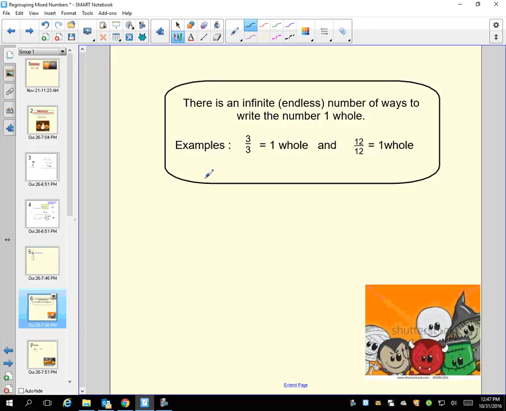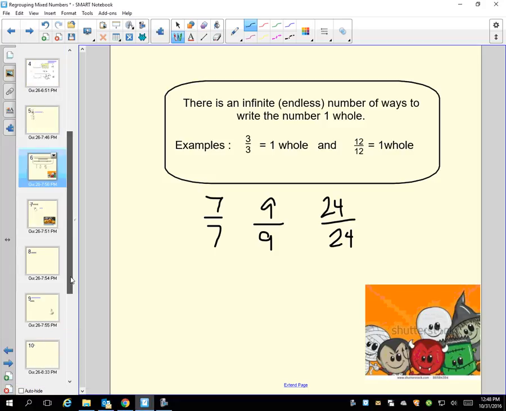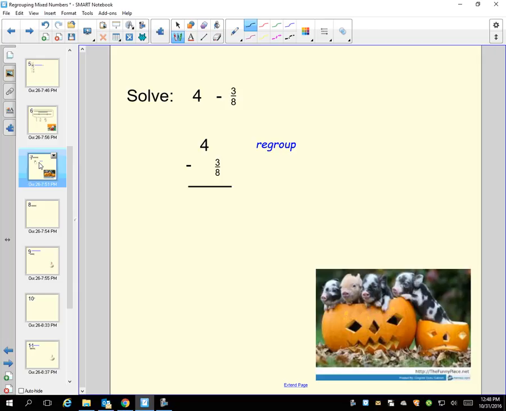When you're renaming fractions, there is an infinite or endless number of ways to write the number 1 whole. 3/3 is 1 whole, and 12/12 is 1 whole. If you think about it, so is 7/7, 9/9, 24/24. All of these are 1. Keep that in mind as we're rewriting and naming fractions in the next few problems.